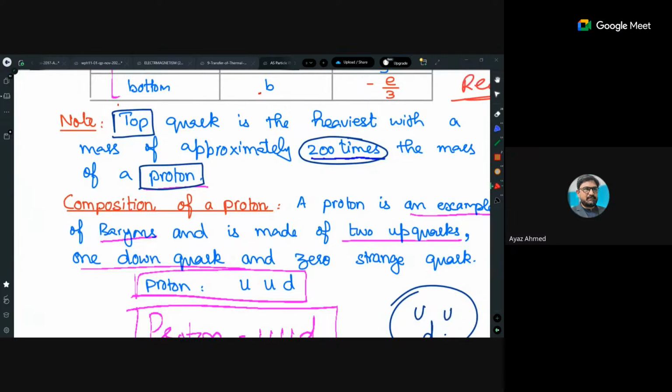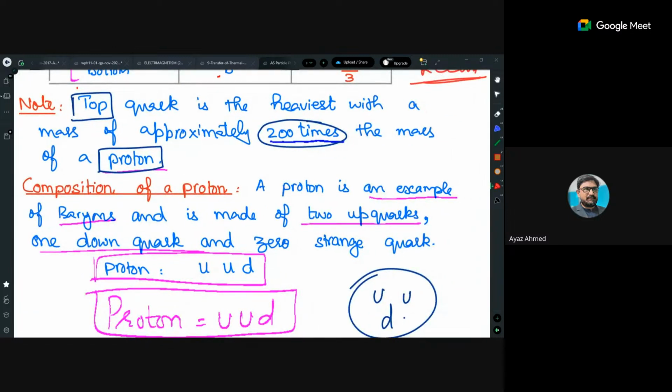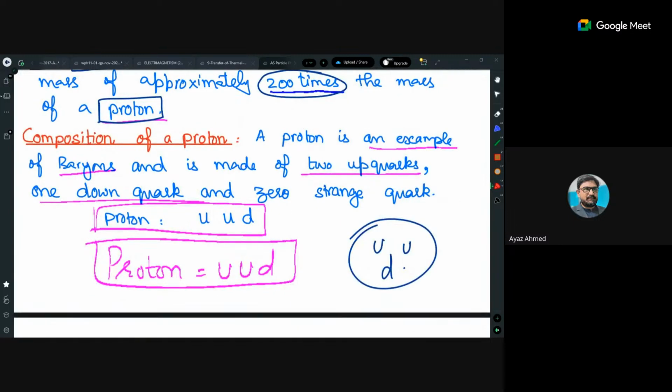Now, the top quark is basically the heaviest quark in the universe, and its mass is 200 times that of the proton. Do you remember? Proton is considered to be heavy, but the top quark is the heaviest quark, 200 times heavier than the proton. Now, the question which is asked to you more frequently: what is the quark composition of a proton? This is also a memory recall question. A proton consists of two up quarks and one down quark. Because it consists of three quarks, it is a hadron, right? So proton is UUD: up, up, down.